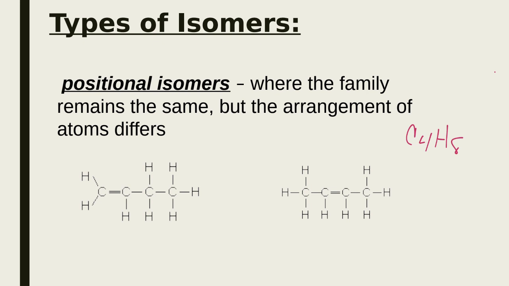But when I go to name them, and this is the big thing, this molecule, because the pi bond is on carbon 1, will be called 1-butene, and this structure would be called 2-butene. So they have different names, and they look different. The pi bond is in a different spot. This means that they are isomers of each other.